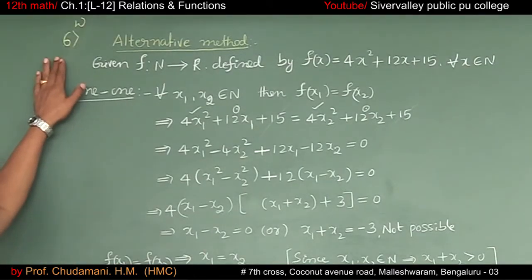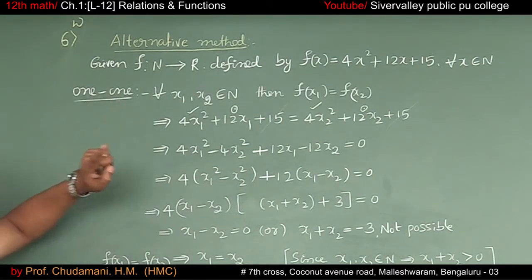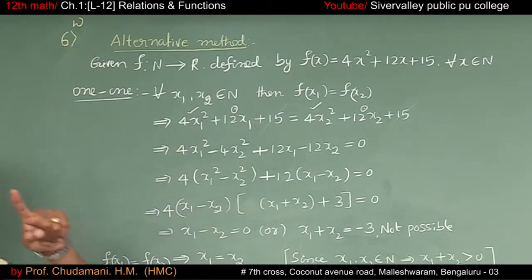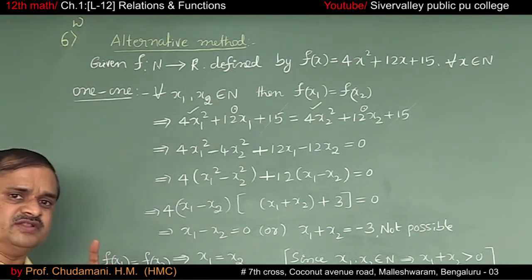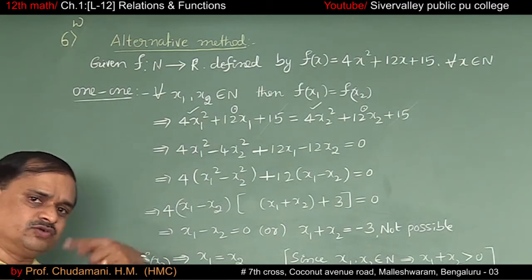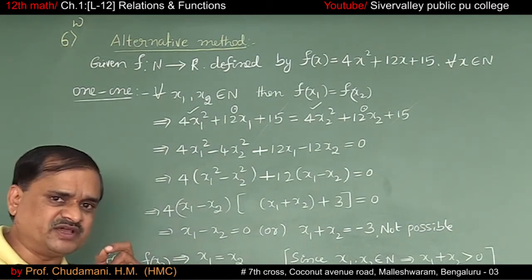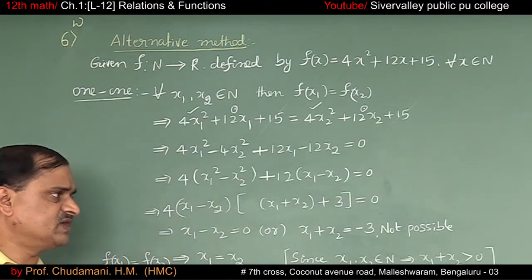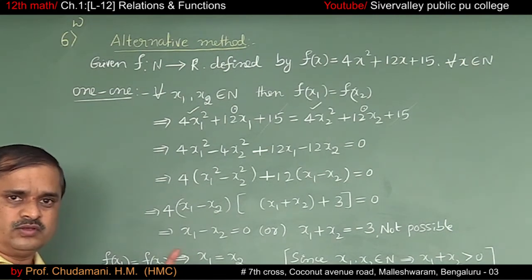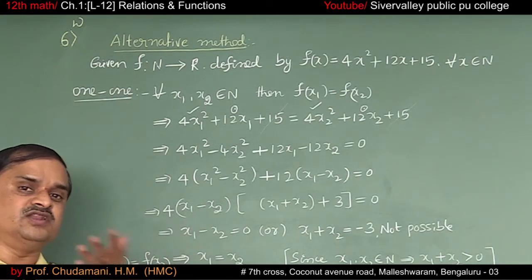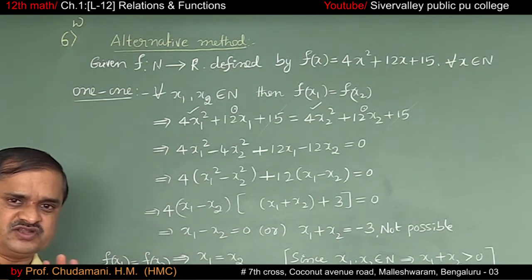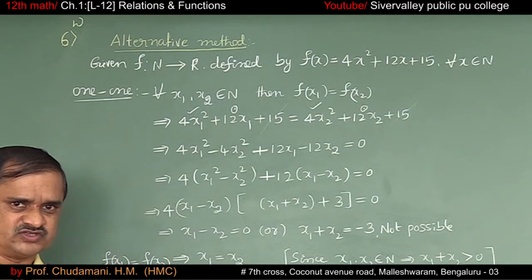For the same problem, let us discuss an alternate method. So, if it is invertible, it should be bijective. If it is to be bijective, it has to satisfy one-one and onto. One-one and onto means bijective. If it is bijective, then only the inverse of the function exists. That is one of the definitions for an invertible function.